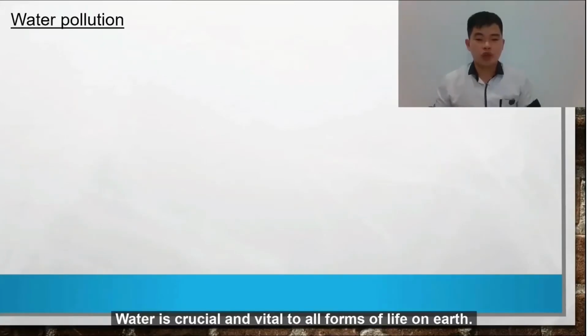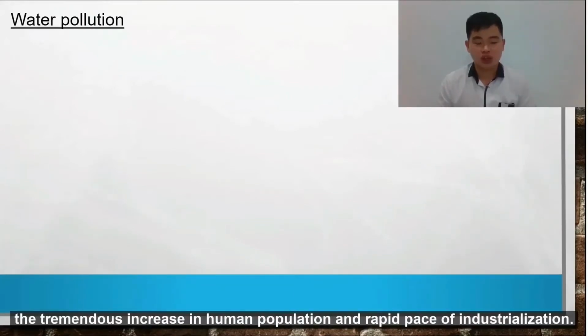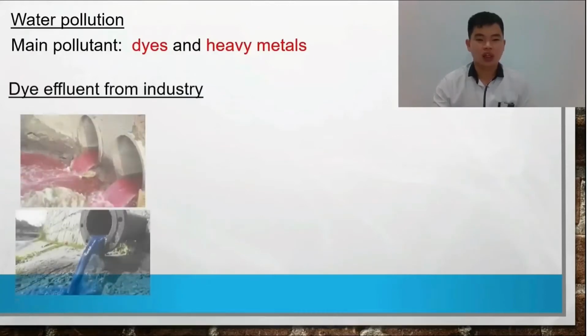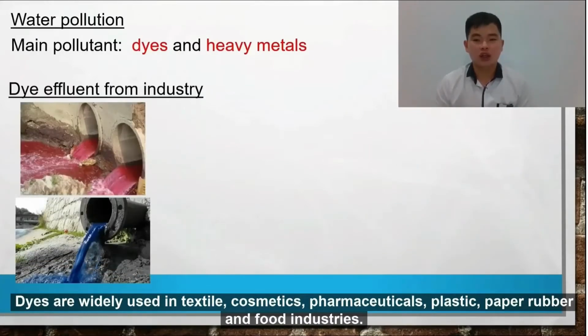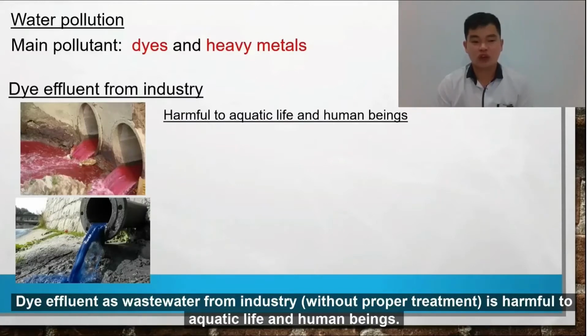Water is crucial and vital to all forms of life on Earth. However, water pollution has become a global issue due to the tremendous increase in human population and rapid pace of industrialization. Two main pollutants are dyes and heavy metals. Dyes are widely used in textile, cosmetic, pharmaceutical, plastic, paper, rubber, and food industries. Dye effluent as wastewater from industry is harmful to aquatic life and human beings.